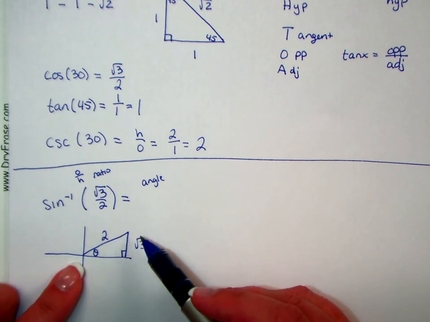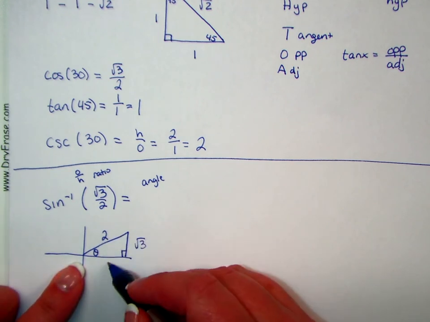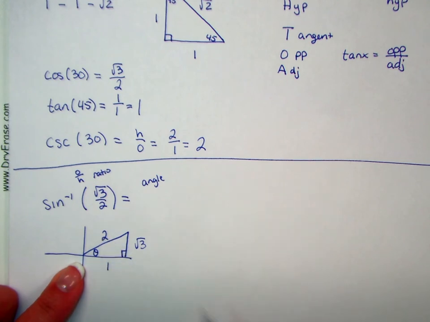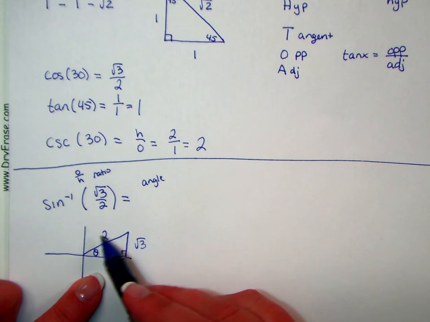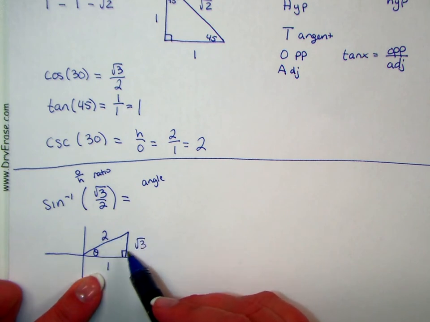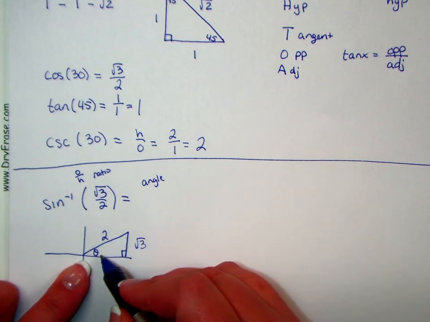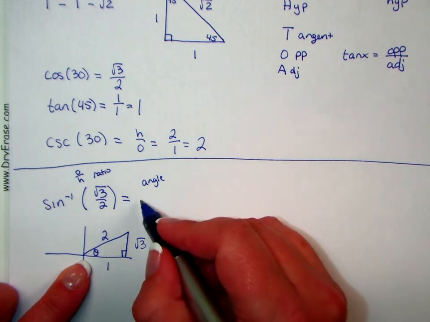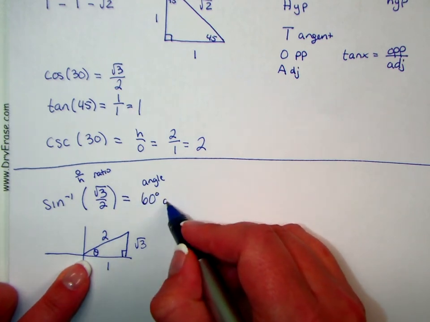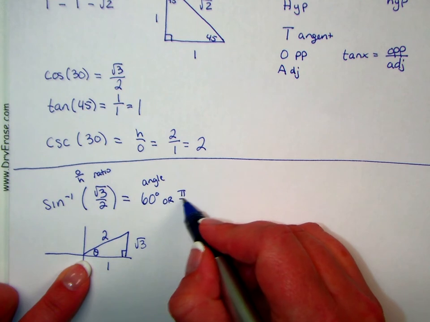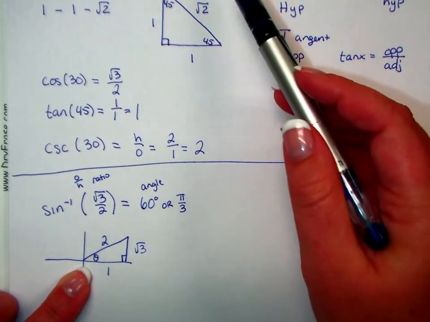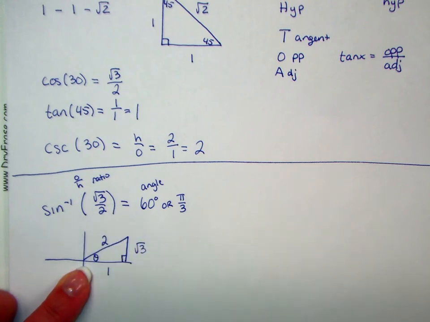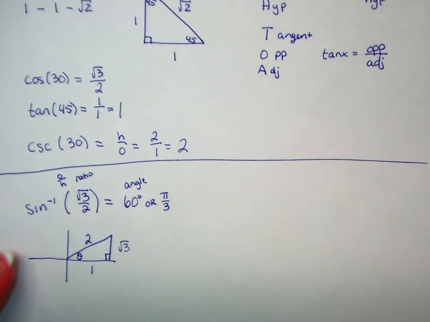So the third number that fits this is the 1, right? We always have 1, 2, rad 3. And so the angle then is a special triangle. And the angle opposite the rad 3 is always 60 degrees. So I know this answer is 60 degrees, or in radians, pi over 3. So using these special triangles is really helpful when evaluating these inverse trig functions.